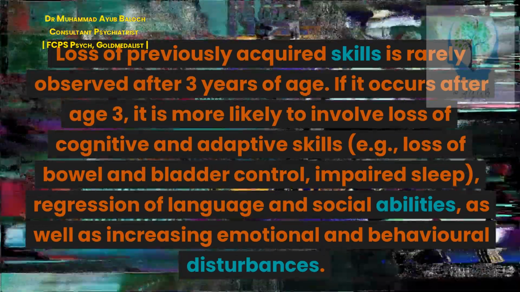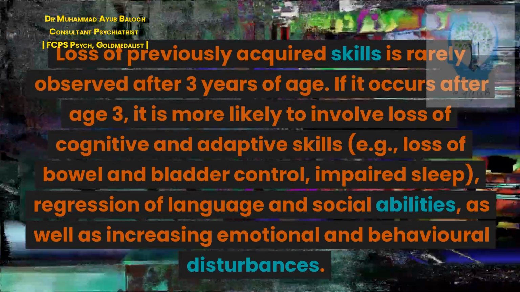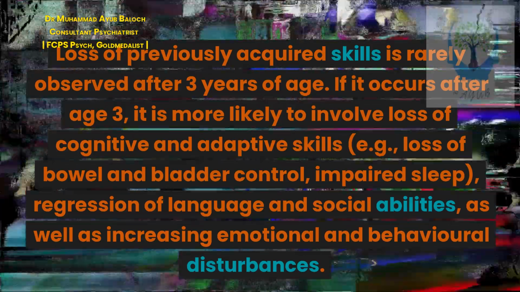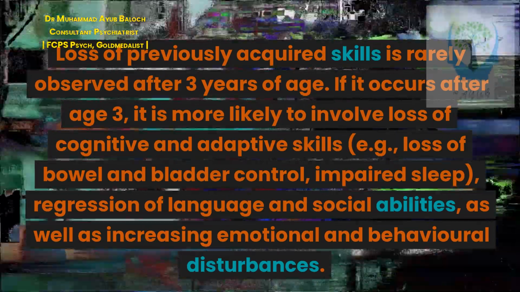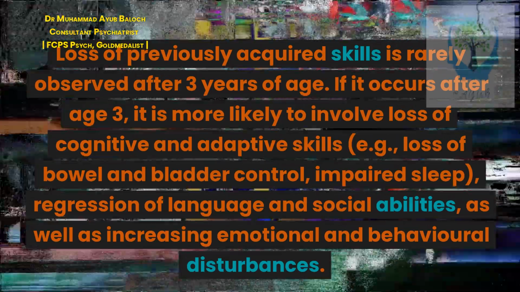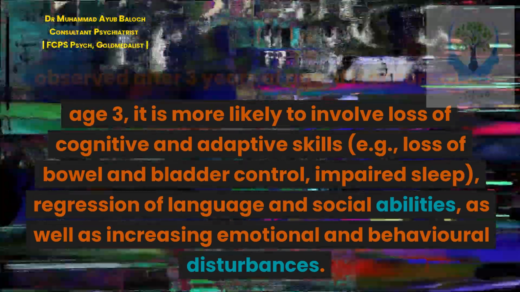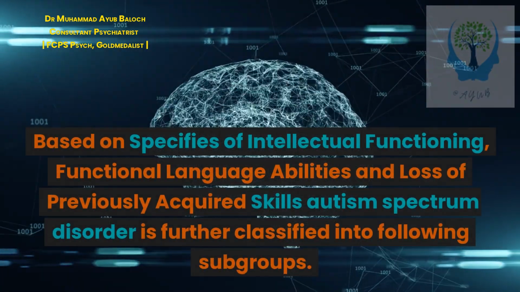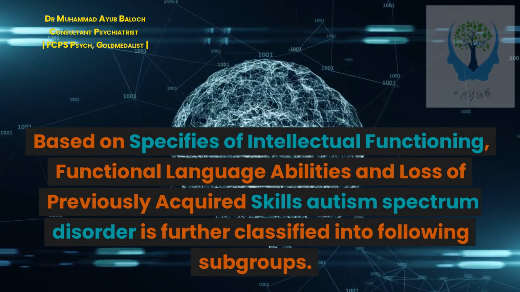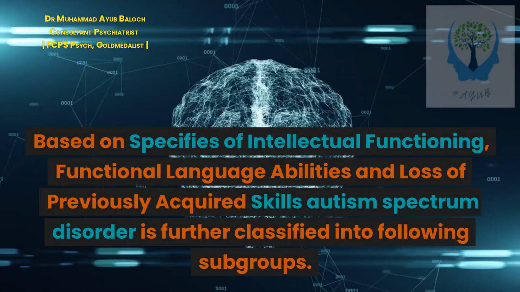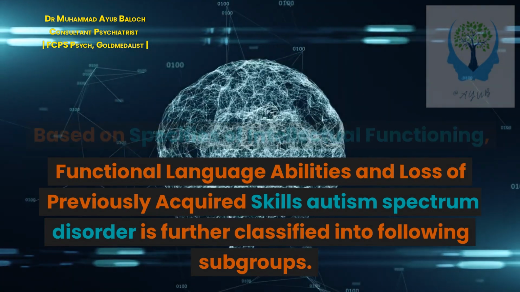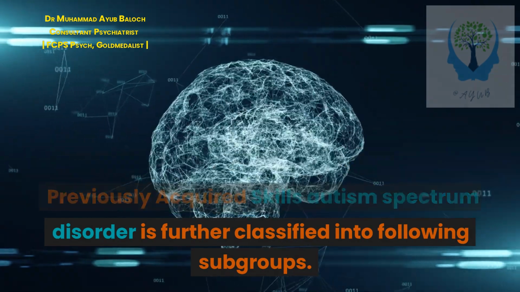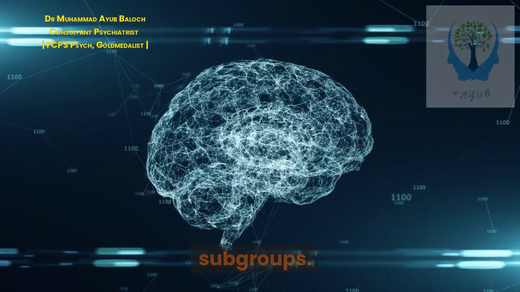If it occurs after age 3, it is more likely to involve loss of cognitive and adaptive skills, for example, loss of bowel and bladder control, impaired sleep, regression of language and social abilities, as well as increasing emotional and behavioral disturbances. Based on specifiers of intellectual functioning, functional language abilities and loss of previously acquired skills, autism spectrum disorder is further classified into the following subgroups.